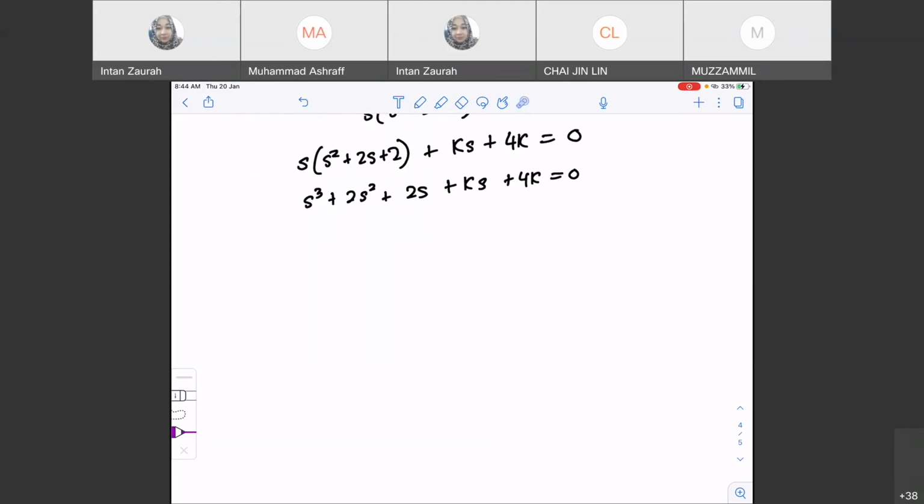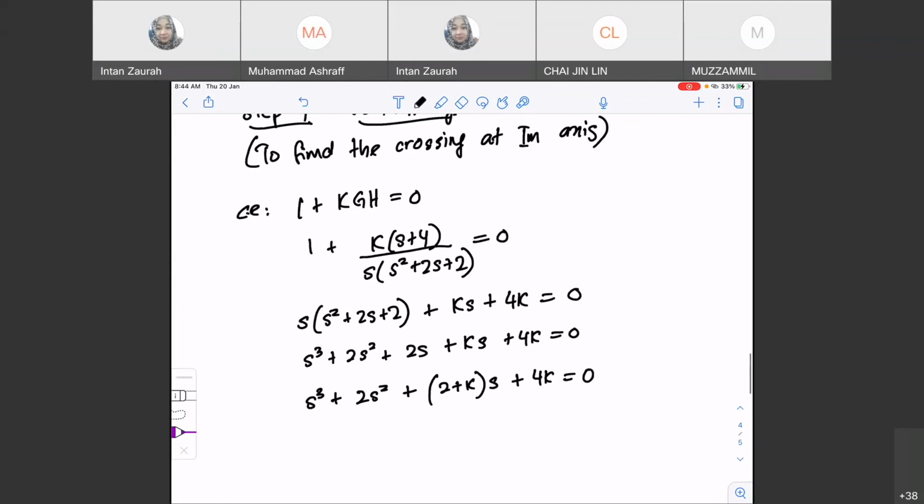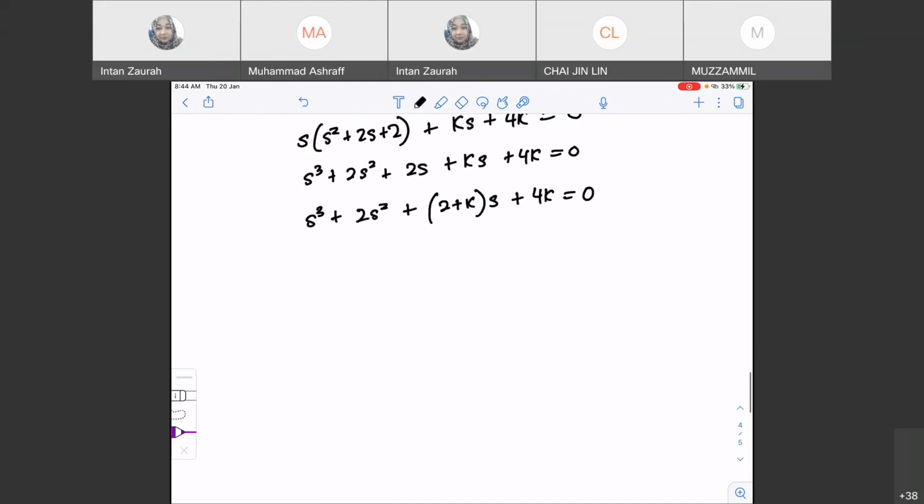Right, if you look here, for s to the power of 1, there are two values. You have 2 and k. So you need to actually collect it together. So that will be s cubed plus 2s squared plus (2 plus k)s plus 4k equals to 0. All right, is that okay? Then from here, we draw our root array.